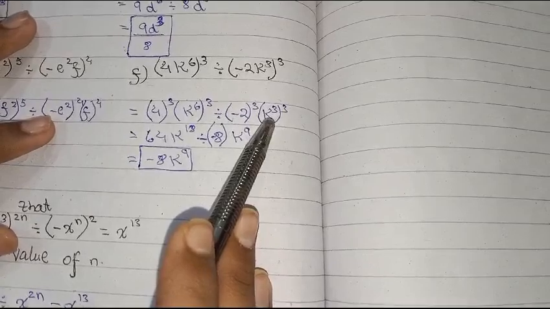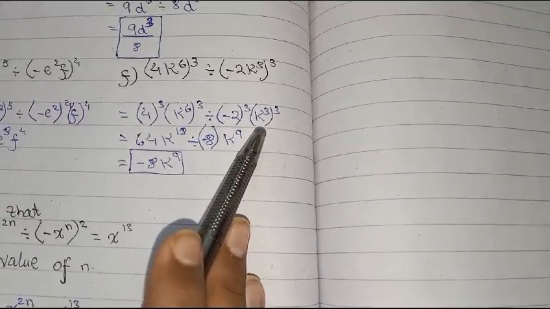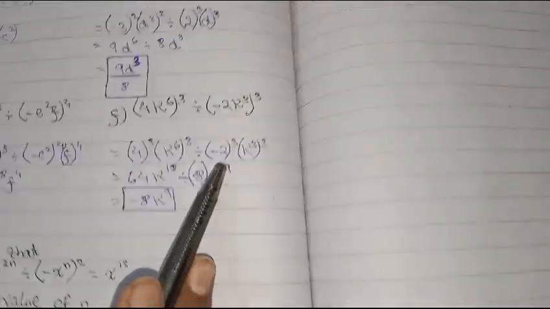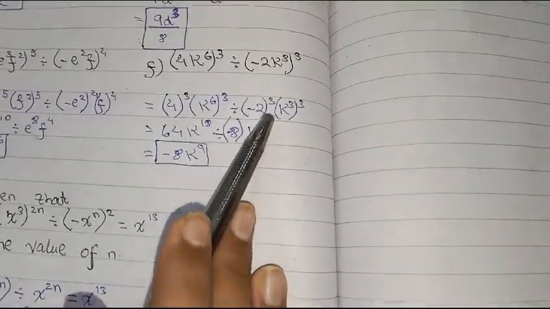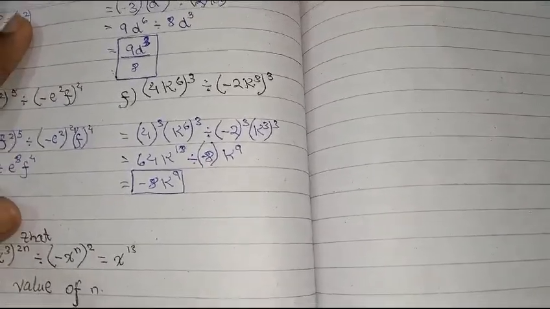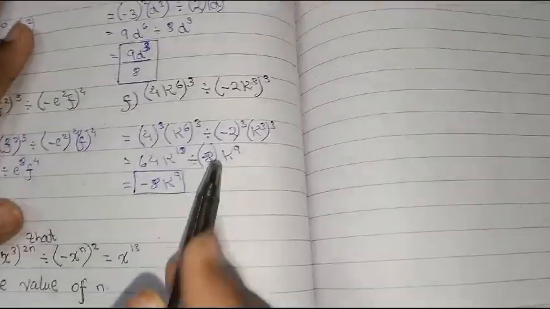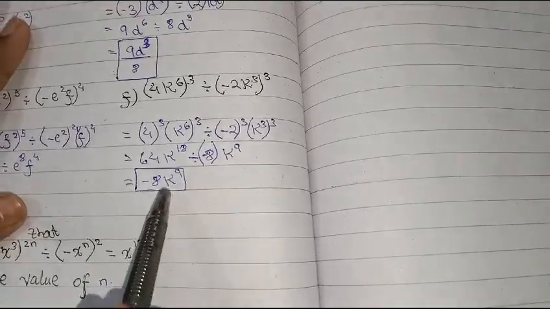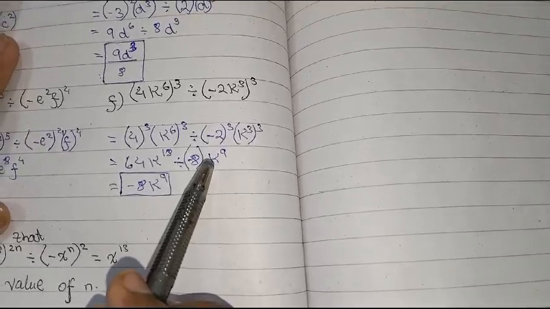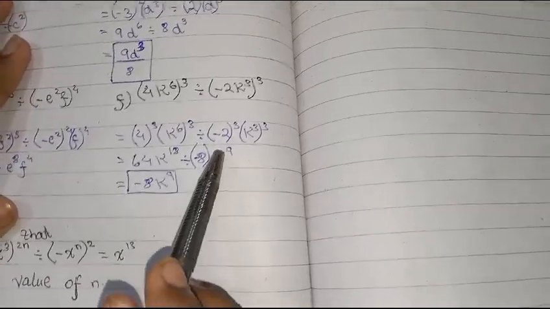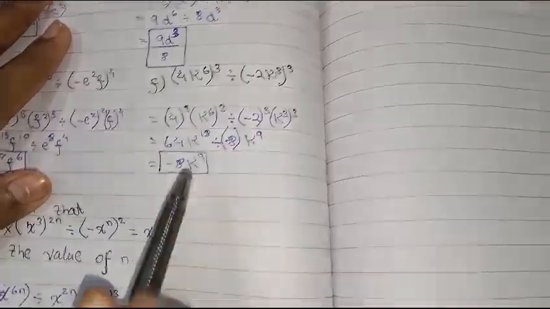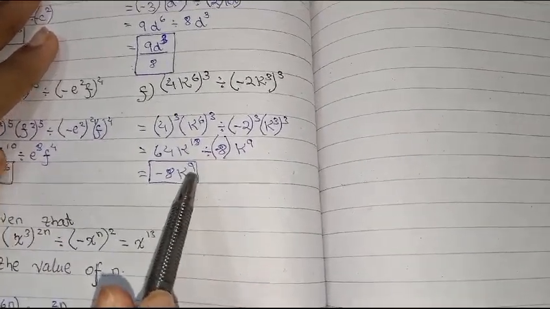when the power is on a positive or negative number, I will give you an example: 1, 3, 5 and 7. If the power is odd, the negative sign of the number will remain the same, and if the power is even, we will always change the negative number into positive. So minus 8k power 9.